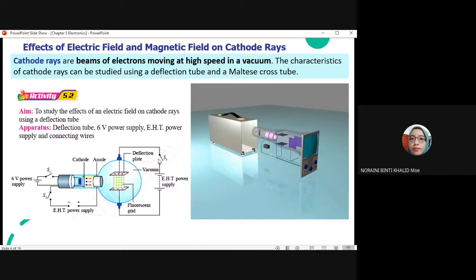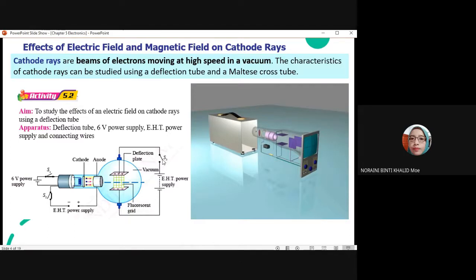This means when S3 is on, there will be a potential difference across the two plates, or an electric field, between the two plates. What happens when S1 and S2 are on? When S2 and S1 are on, these circuits are completed. The filament will glow and heat up the cathode, electrons are released through thermionic emission, and then the electrons will be accelerated to the anode. It will produce a beam of electrons that travels and hits the screen. Cathode rays travel in a straight line because this is a vacuum.